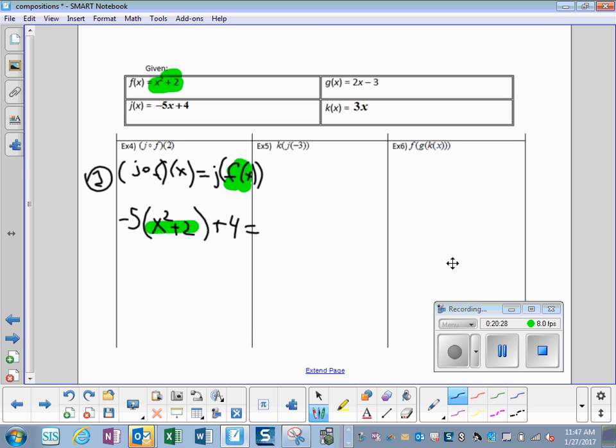Then I will simplify a little bit to help myself out. So I'll distribute negative 5 in. So I have negative 5x squared minus 10 plus 4. Minus 10, right? Oh, right. So negative 5x squared minus 6. So I'm done. I know what the composition function is.